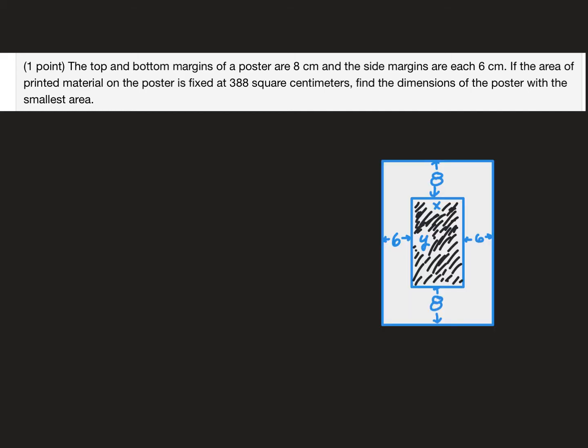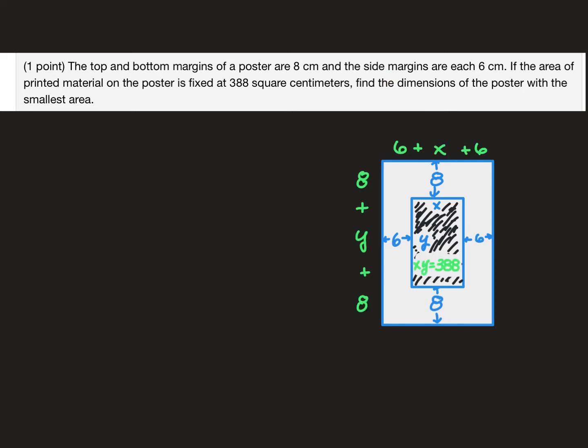Okay, so the first thing we'll do here is draw a picture. And you can see here we have the printed material in the center, and that'll have dimensions x for the width of the printed material and y for the length of the printed material. Now we're going to find x and y, what those are, but when we do, we're going to have to add in the margins. And so at the top and the bottom we have 8 centimeters, as you can see here, and on the sides we have 6 centimeters here and here.